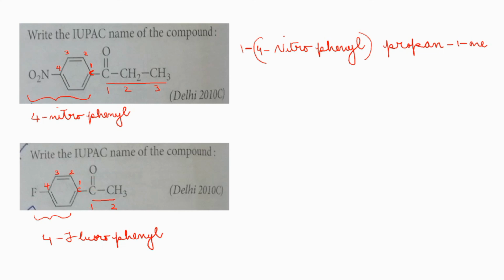Which in turn is attached to which carbon atom? The first carbon atom. So how to write this one? 1, open a bracket, then 4-fluorophenyl. That will be the name of the substituent, which in turn is attached to the first carbon atom. So the prefix is over. What is the root word? 2 carbon atoms are there, so that is ethan. Ethan-1-one. That will be the name of the compound. It's so easy, right? Yes.